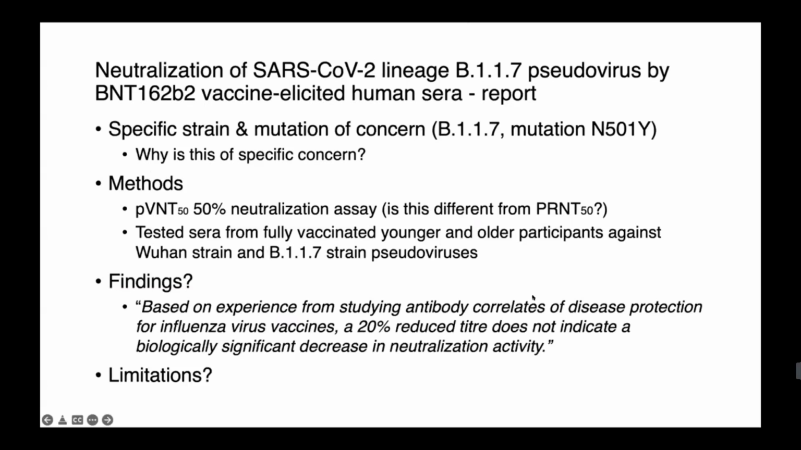So the specific strain or mutation of concern that the second paper looked at was B117 with mutation N501Y. Why was this a specific strain of concern? Kalani, can you tell me why this was a specific mutation of concern?